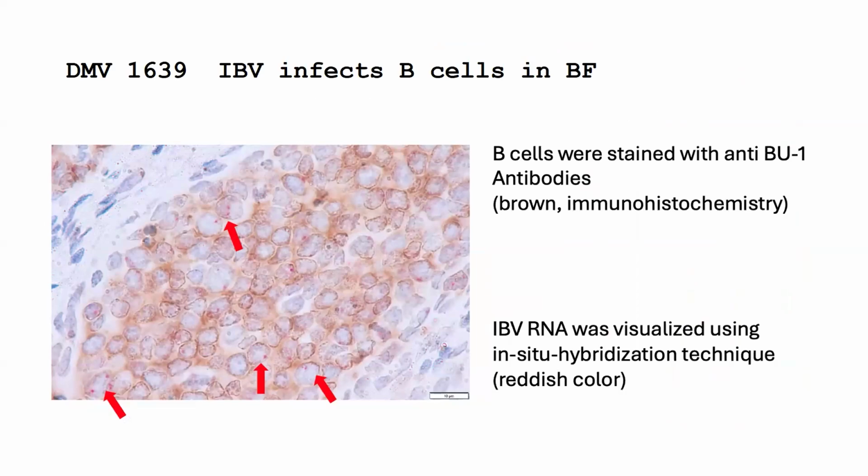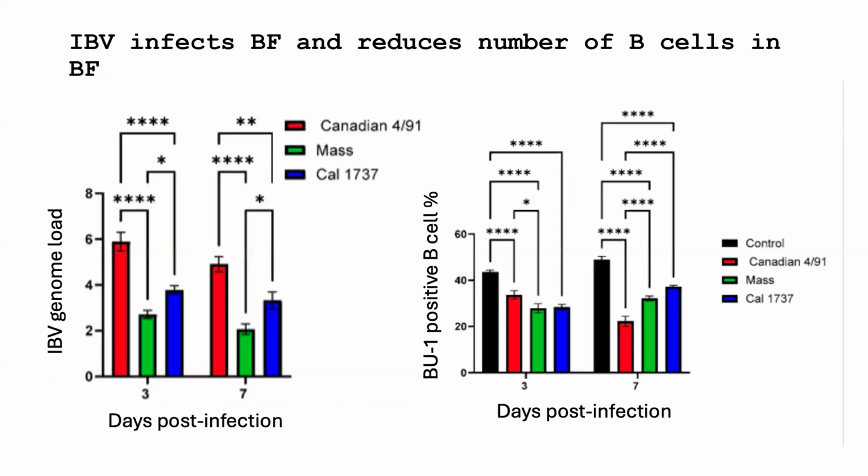And we thought to see whether there's a direct replication of the virus in the B cells. Through in situ hybridization, we found the virus is in the B cells. And also we counted the B cell numbers, and there's a loss of around 20% B cells from these DMV 1639 infected birds.